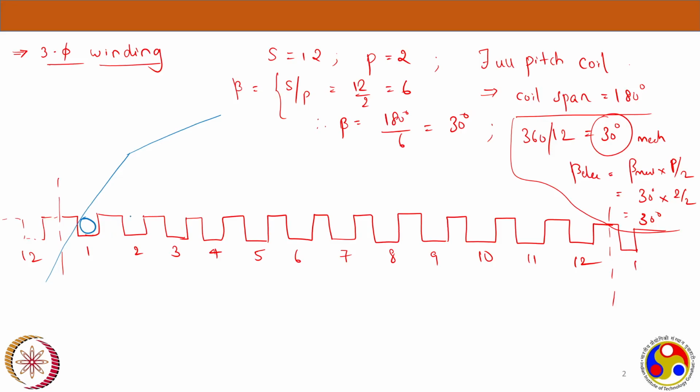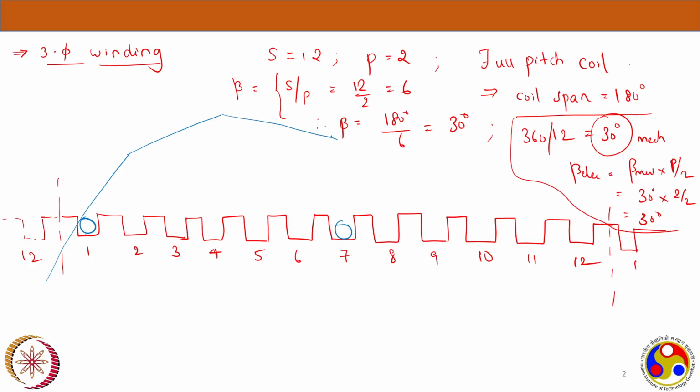So where will the return of this coil 1 be placed? Any idea? In which slot should I place the return of this coil? Any idea? Which slot? Seventh. Yeah, that's right. So how did you get the seventh slot? How did you arrive at that number? Seventh is right.